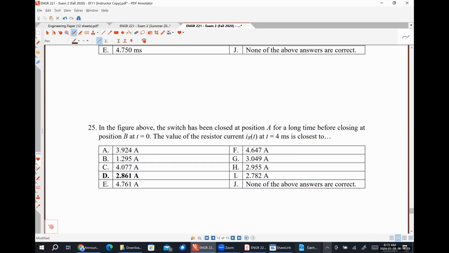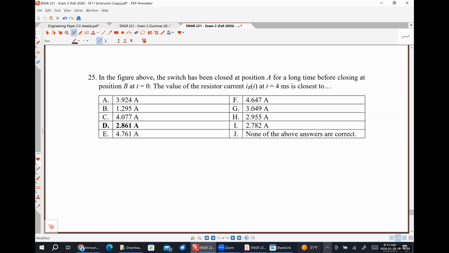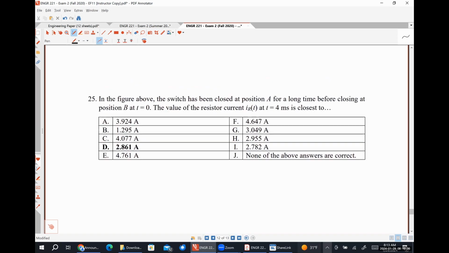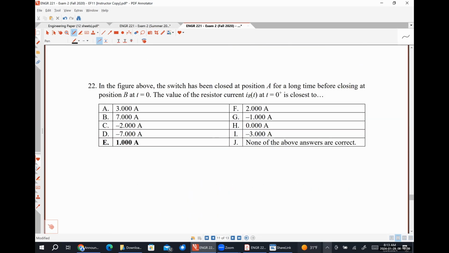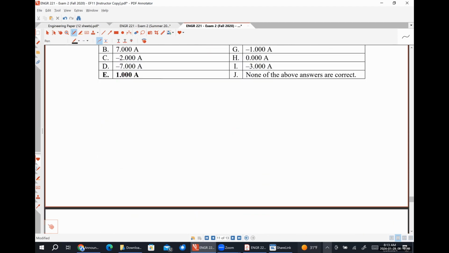So for number 25, I'm assuming you're willing to accept the previous part's answers. Let me look at this thing really quickly. I think this is a total response problem. It definitely is, because the 7-volt source and the 3 amp source are both connected at t equal to infinity.